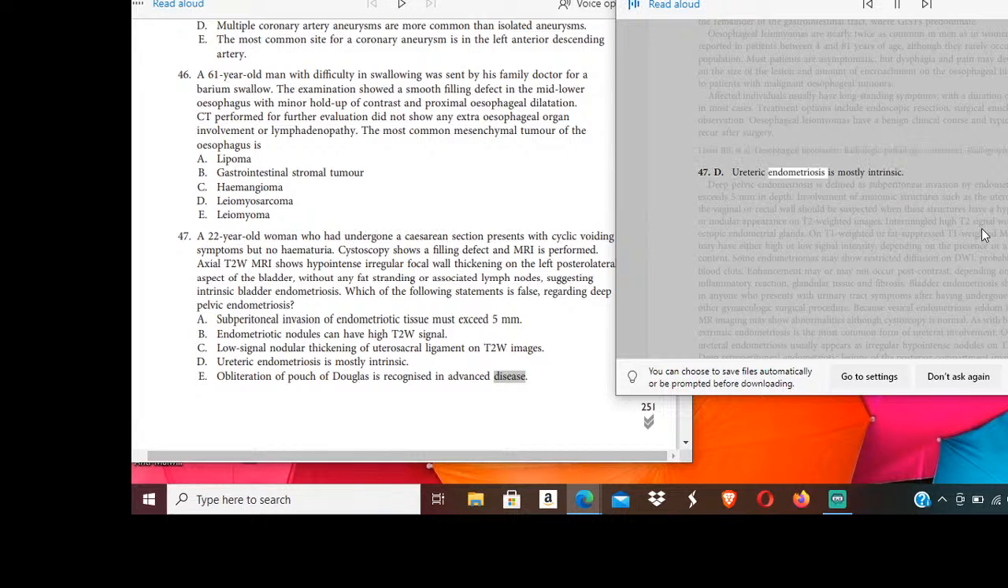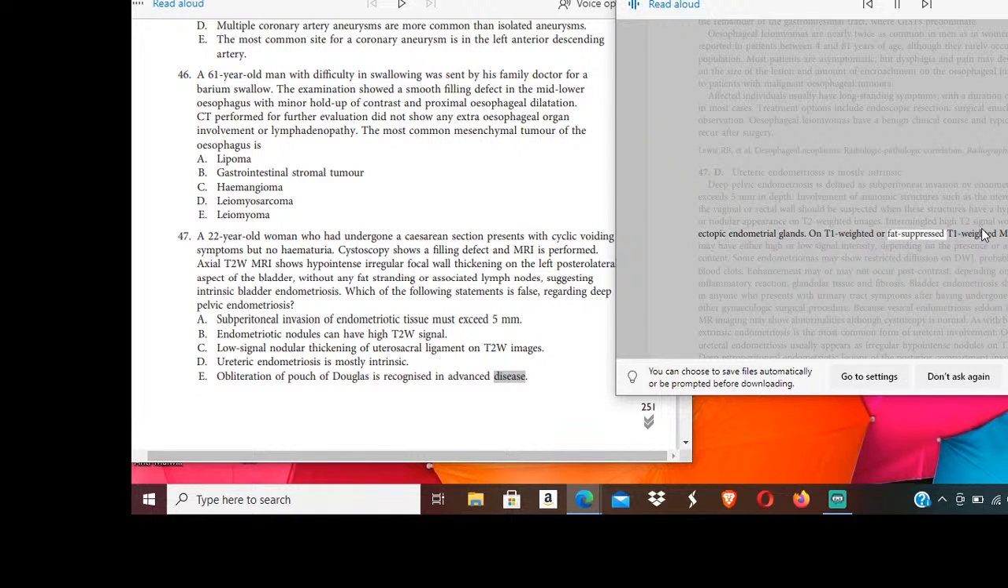47. D. Ureteric endometriosis is mostly intrinsic. Deep pelvic endometriosis is defined as subperitoneal invasion by endometriotic lesions that exceeds 5 mm in depth. Involvement of anatomic structures such as the uterosacral ligaments or the vaginal or rectal wall should be suspected when these structures have a hypointense thickened or nodular appearance on T2 weighted images. Intermingled high T2 signal would be secondary to ectopic endometrial glands.